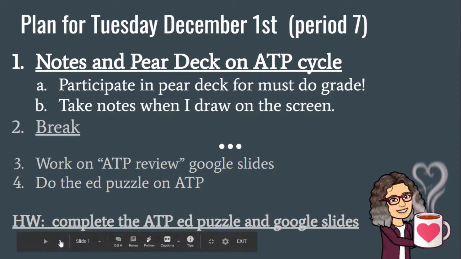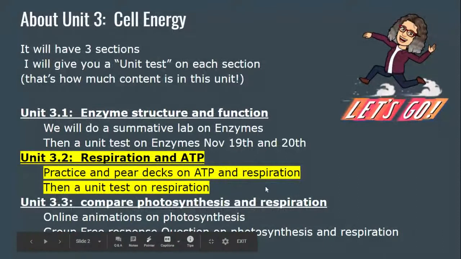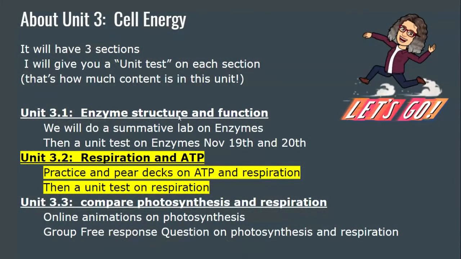Right now, today we're doing the ATP cycle, but this in yellow is where we are. A bird's eye view of Unit 3. We did the enzyme structure and function unit. We finished with that. Now we're in 3.2, respiration and ATP. So there's some practice and Pear Decks on ATP and respiration, and then there's a unit test, right? No lab, all right? We're going to be done with that by the end of next week. And then that very last bit of time before you go on vacation is going to be 3.3. We're going to learn a little bit about photosynthesis.